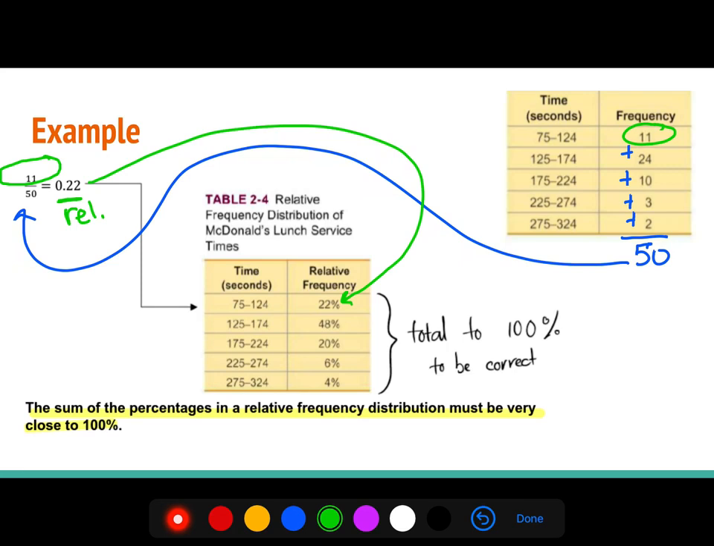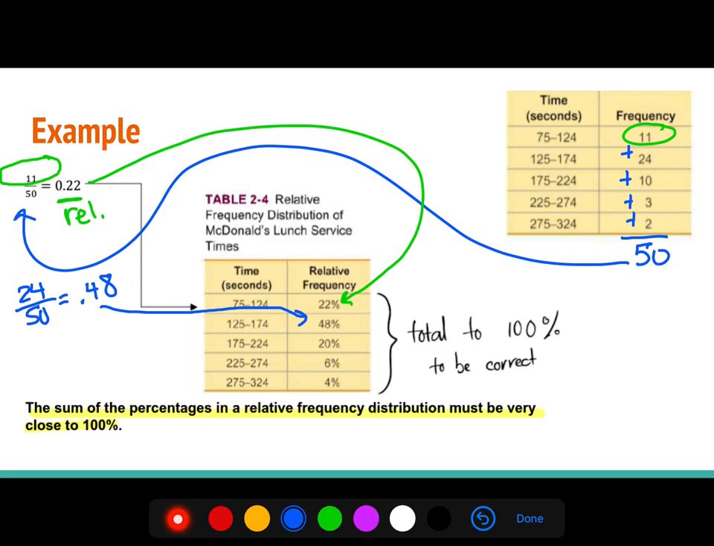So 11 divided by 50 is 0.22. This is the relative frequency. And if I want it as a percent, I multiply it by 100. And look, that's what goes right there, 22%. To get the next one, I take 24 and divide it by 50, which is going to give me 0.48. And as a percent, look at that, 48%. So this is how we get our relative frequency table done.